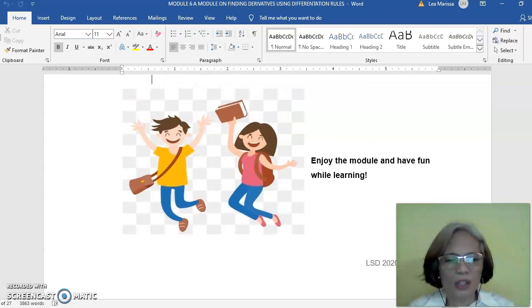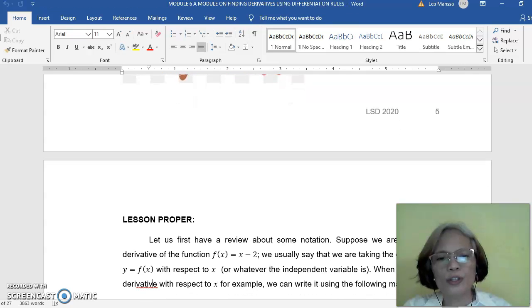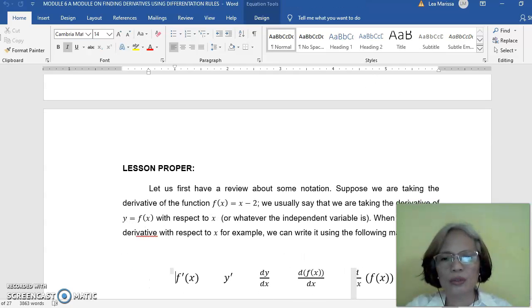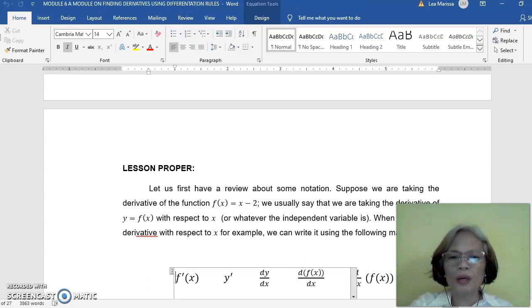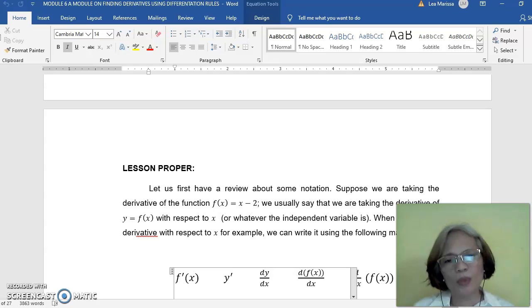So I'm trying to engage the learner. And then this is now the lesson proper. So I use the first and the last approach, which is an essay and providing learning material. So for the lesson proper, first I mentioned that let us first have a review about some notation.